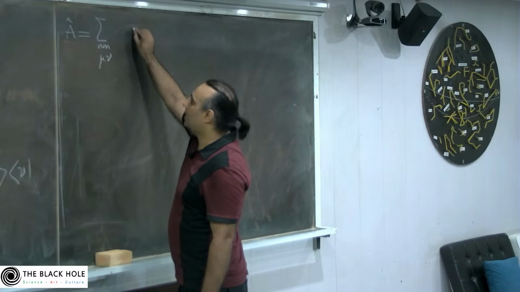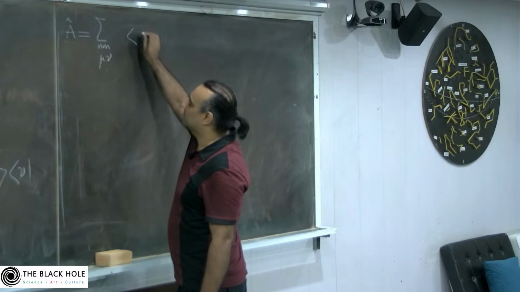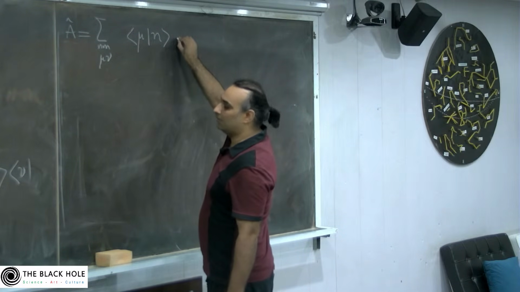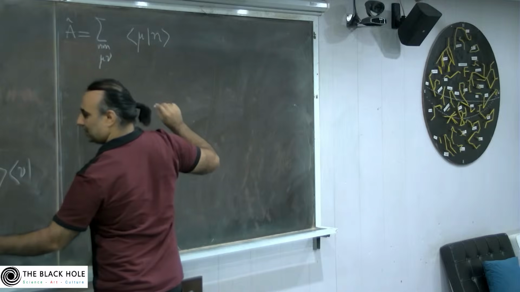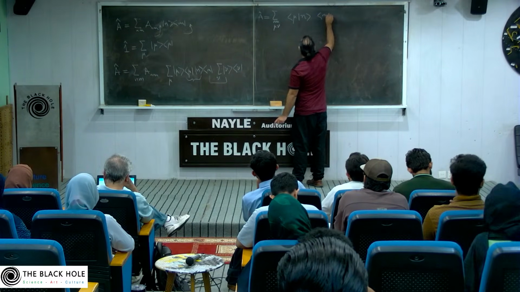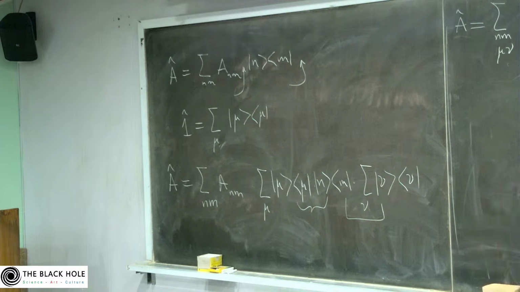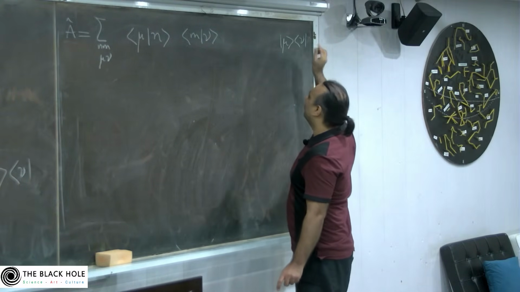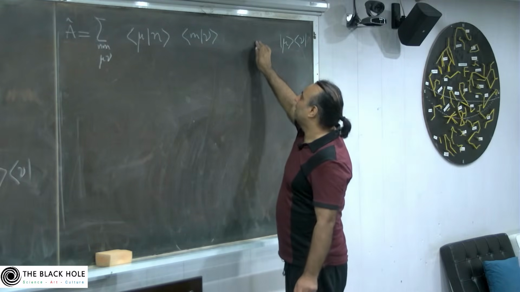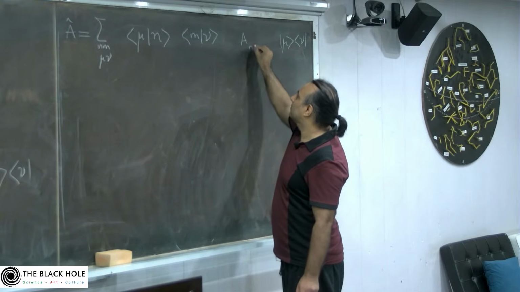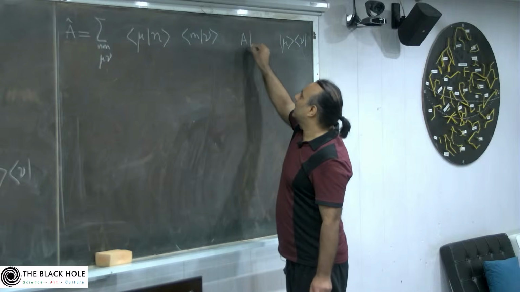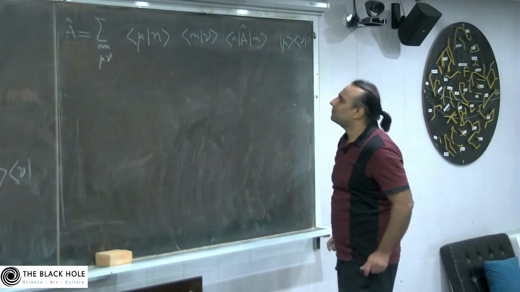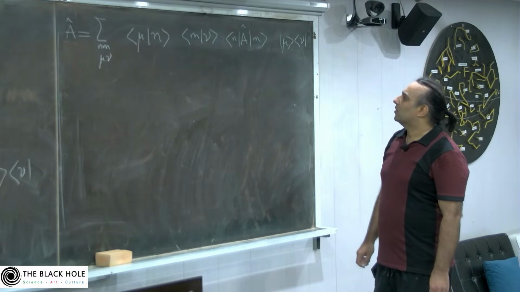So we have now mu n, 1, then m nu, another number, and then we have mu nu, an operator projector, and then a and m. So let's write that a and m like this.